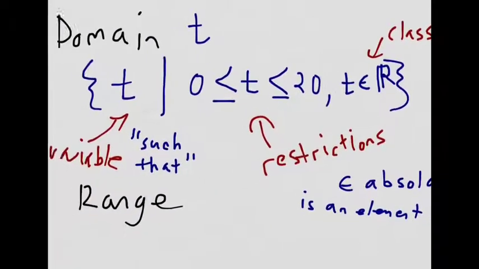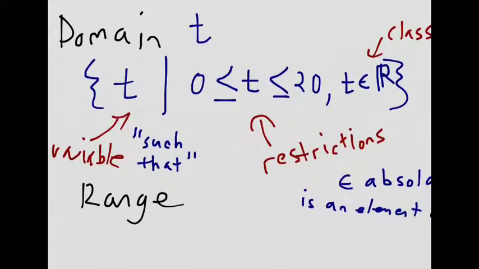So let's just look at this thing as a whole. Okay? This whole phrase here means the domain is the set of values represented by the variable t such that t is between 0 and 20 and includes those values, and t is a real number. That's what this whole thing means. So like I said, this is a condensed but detailed way of explaining what kind of number t is. It's everything from 0 to 20 and all real numbers.